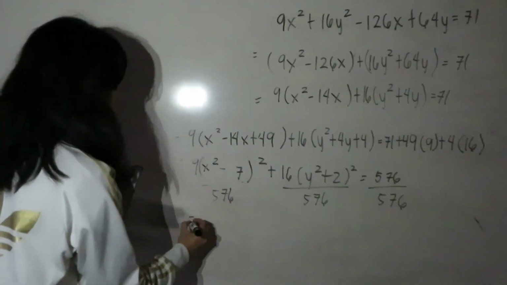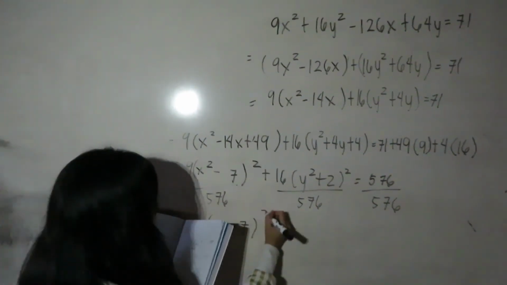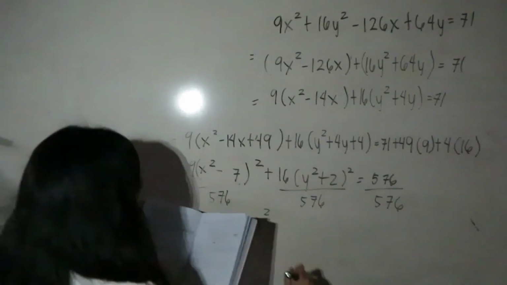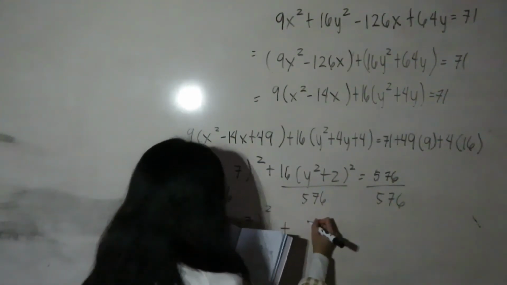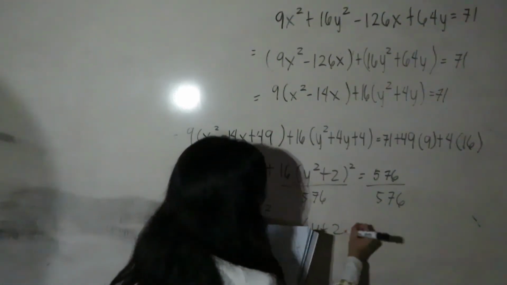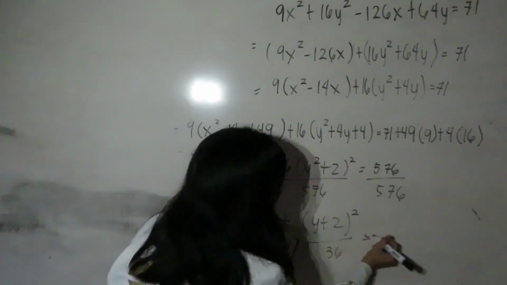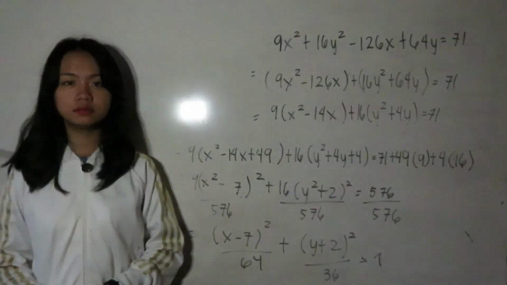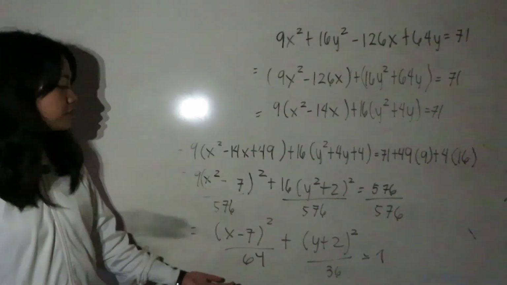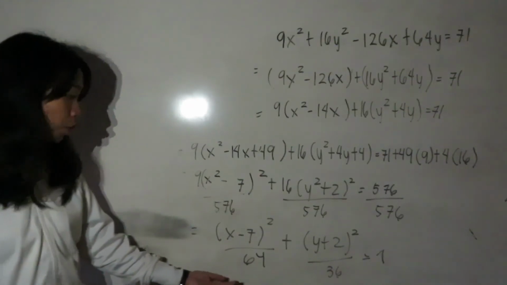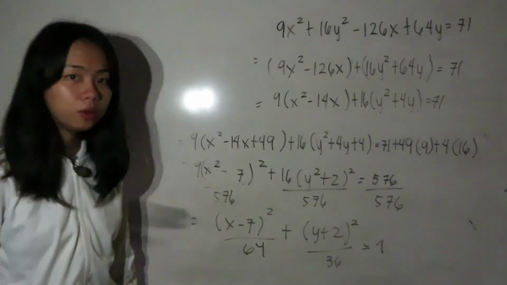And this is good. The standard form of this equation is quantity (x minus 7) squared over 64 plus quantity (y plus 2) squared over 36 equals 1.